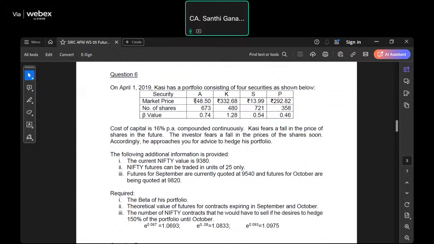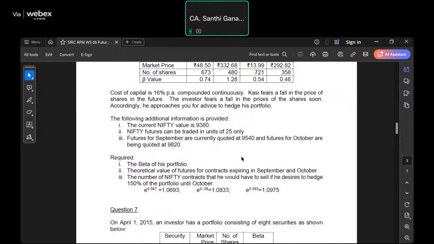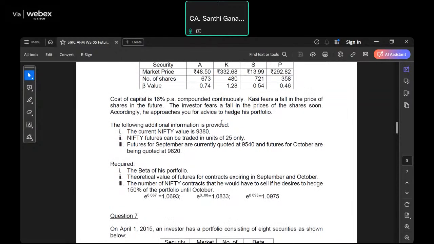As we have already seen, market price and number of shares are given. Cost of capital is 16% per annum compounded continuously. Kasi fears a fall in the price of shares in future. Accordingly, he approaches you for advice to hedge his portfolio. Following additional information: current Nifty, Nifty futures, and the lot size are given. Futures for September are currently quoted at 9540. For October, it is quoted at 9820.